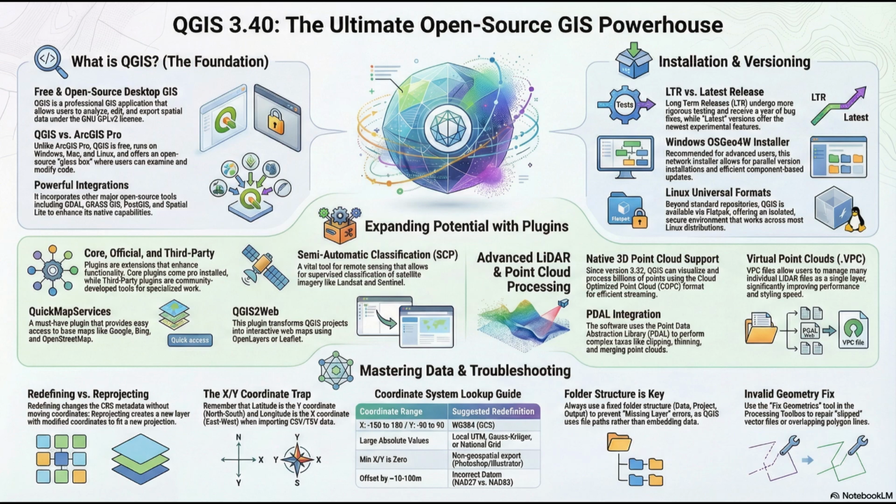QGIS is built on Python. It exposes its internal organs, its API, to Python. There is a Python console built right into the menu. You can just open it up and start typing commands. Okay, give me a practical example. Why would a normal person ever touch this?